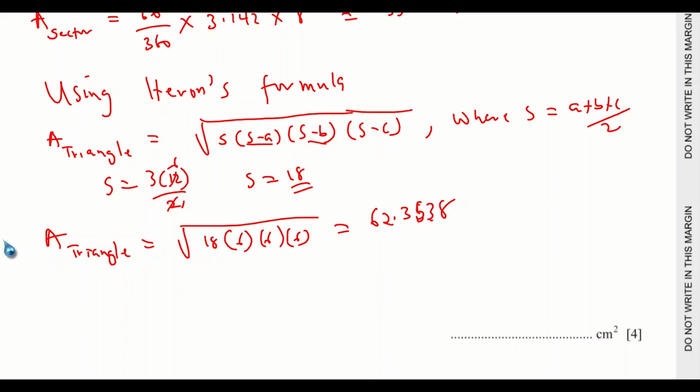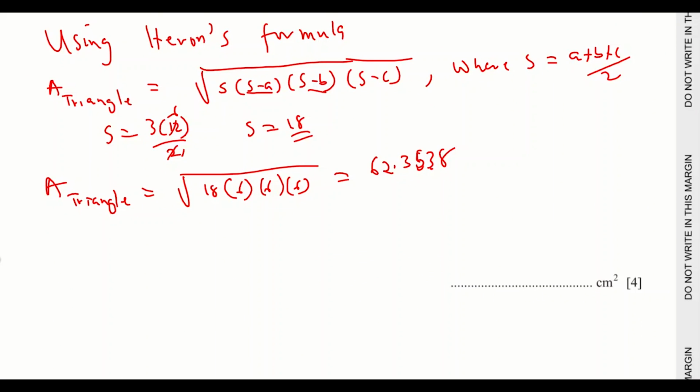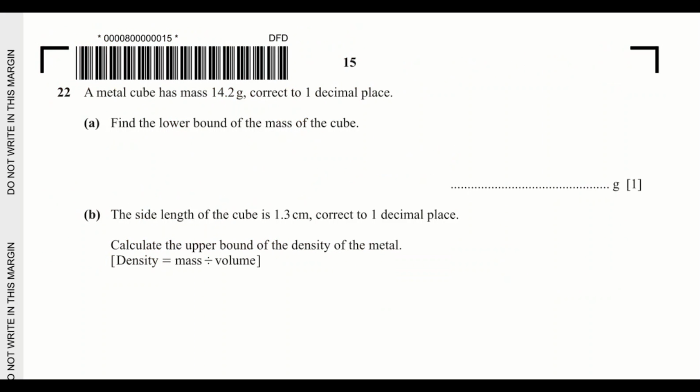And you get 62.3538. So the area of the shaded portion will be the area of the triangle, which is 62.3538, minus the area of the sector, which is 33.5147. So this should be approximately 28.8. Okay, so that will be the area of the shaded portion.